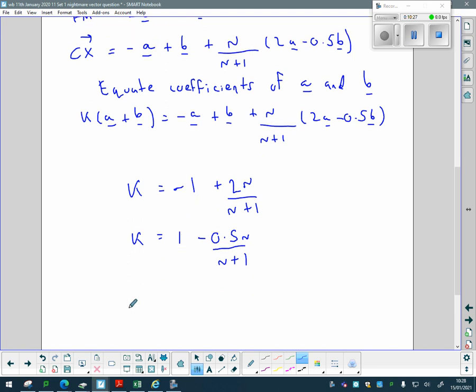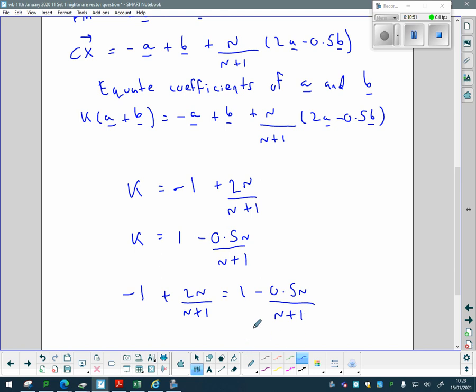And because these are both k, we can let them equal to each other. So we can say that minus 1 plus 2n over n plus 1 equals 1 minus 0.5n over n plus 1.